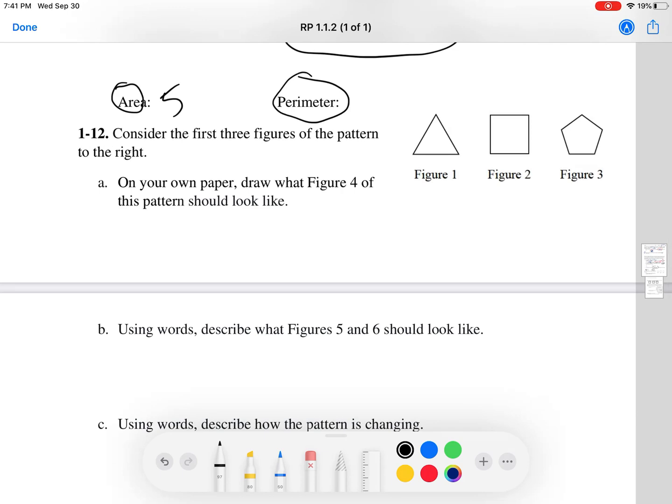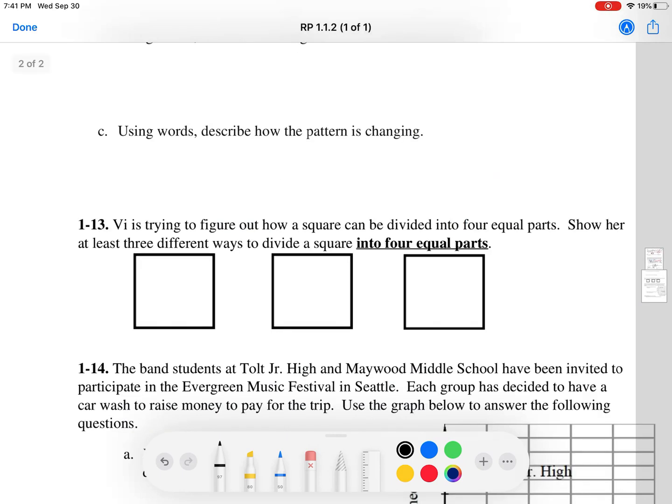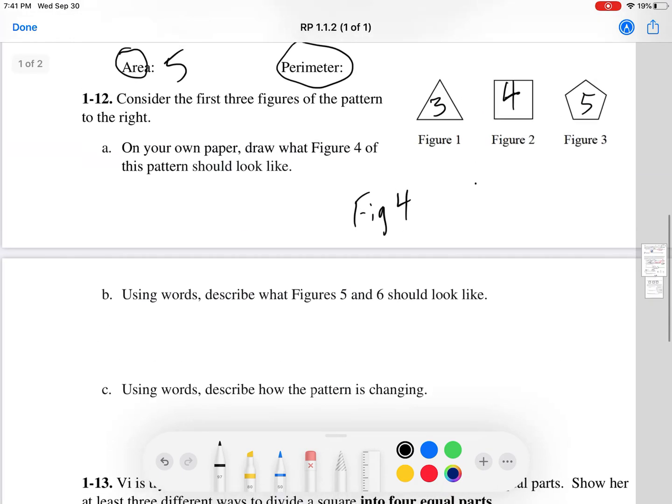Okay? All right, on to the third one, considering the first 3 figures of the pattern. So on your own, you're going to draw what figure 4 of this pattern should look like, right? So what is figure 4? Well, figure 1 is a triangle, right, with 3 sides. Figure 2 is a square with 4 sides. Figure 3 is a 5-sided figure, right? So what would figure 4 look like? It would be 6 sides, right? Or that's known as a hexagon.